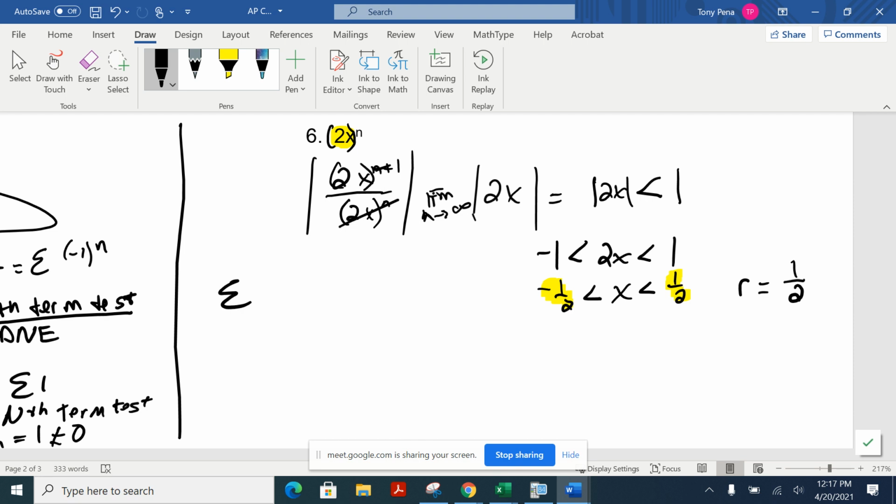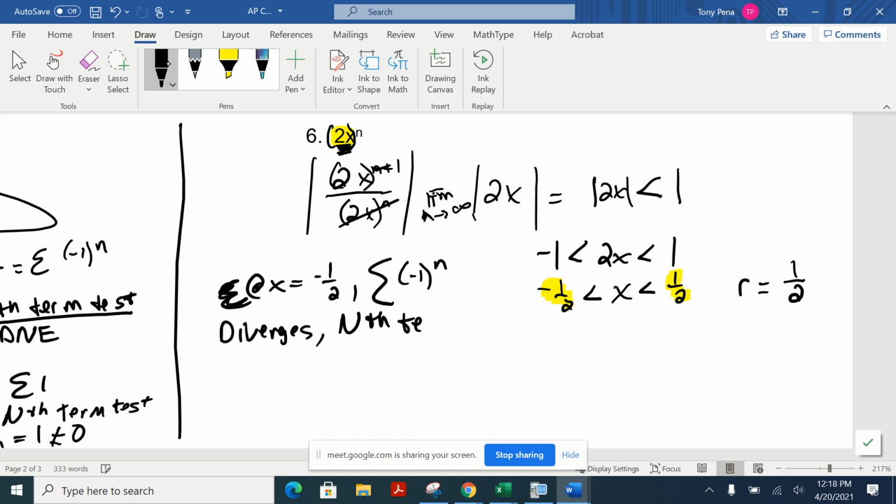All right, so then from there, we need to plug in each endpoint. So we'll say at the first endpoint, the negative 1/2, if you plug in a negative 1/2 into here, you're going to get a negative 1 to the n. We just did that in the previous problem, right? That diverges. Limit doesn't exist, so that one we know will not work. And term test.